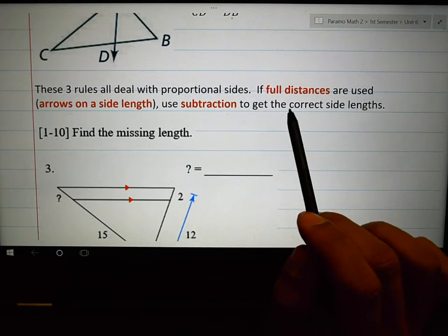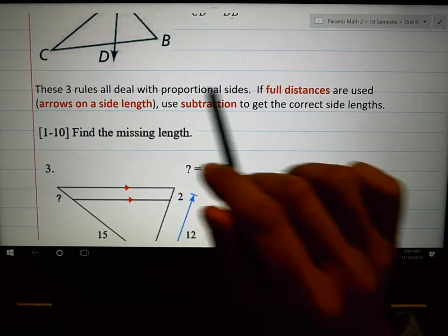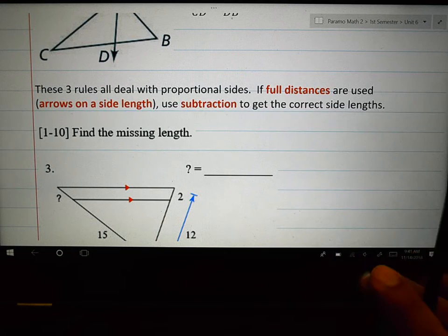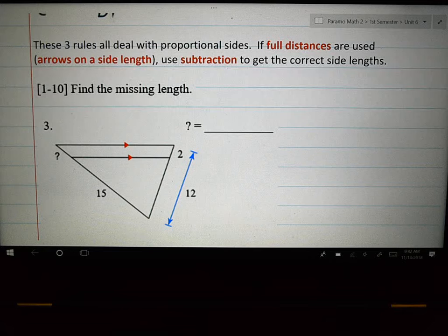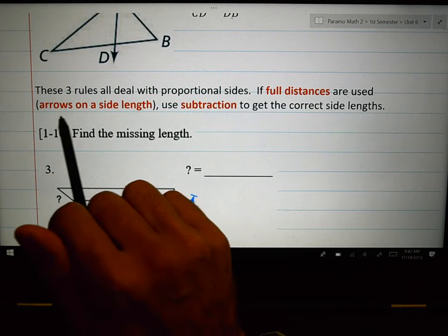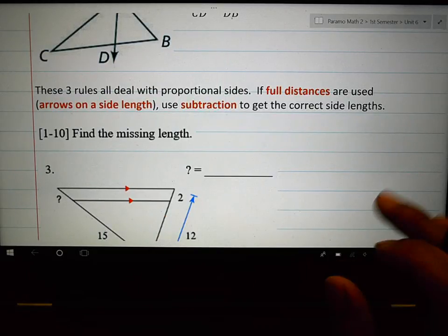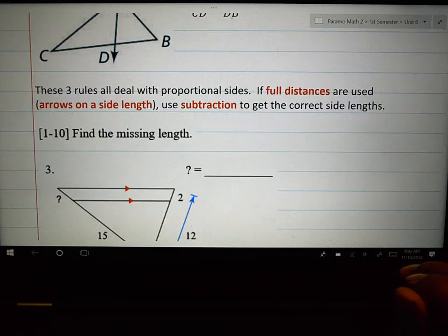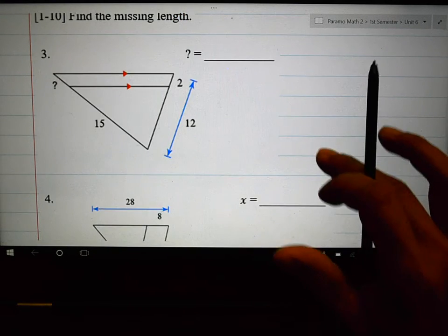The other thing that I need to warn you about is basically a hint. If you see a full distance, if there is like a blue arrow, if you see a full distance on a side length, you're going to need to use subtraction in order to get the correct side lengths. They're trying to trick you basically. So if you ever see a full distance, keep in mind that you're probably going to have to do some bit of subtraction to figure out an individual side length. I say that and you'll see what I mean when we get to some of these examples.